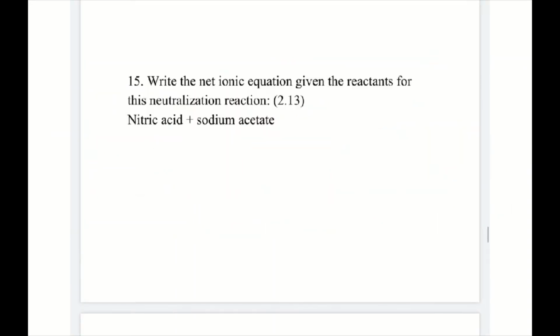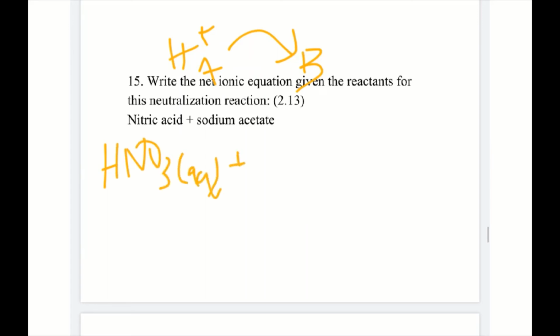Write the net ionic equation given the reactants for this neutralization reaction. So neutralization reactions involve the transfer of an H+ from the acid to the base. So let's do this. Nitric acid, HNO3 aqueous, plus sodium acetate, NaC2H3O2. Oh, I didn't need to put the parentheses since there's only one of them. So let me remove that, C2H3O2. Now, I think it's easier to do this when we separate them, so let's just separate them right now.